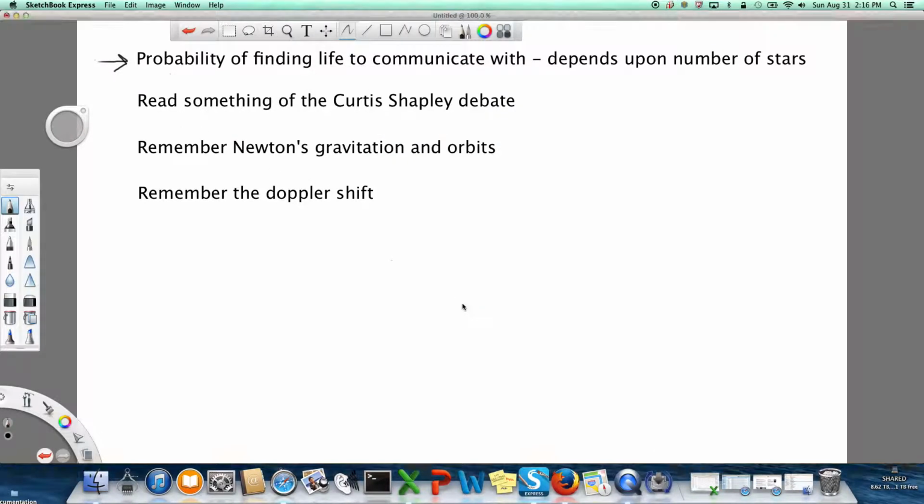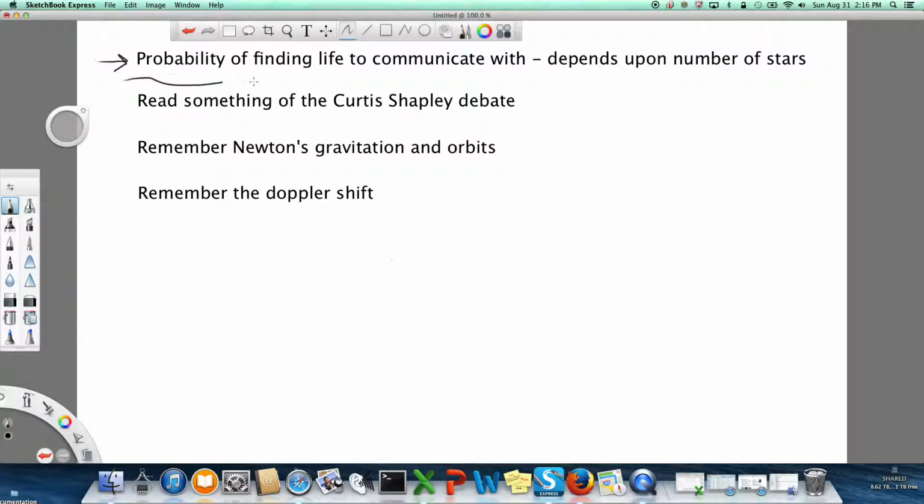Now, as part of that, I'm going to want you to do a couple of small things. I'd like you to read something in the Curtis-Shapley debate. This has to do with whether or not our own galaxy is its own thing unto itself, or whether there are other galaxies within ours. It really gets down to the definition of what's a galaxy and what they are like and how they are relative to others. You don't need to read in detail about this, but just have an idea of what that looks like.